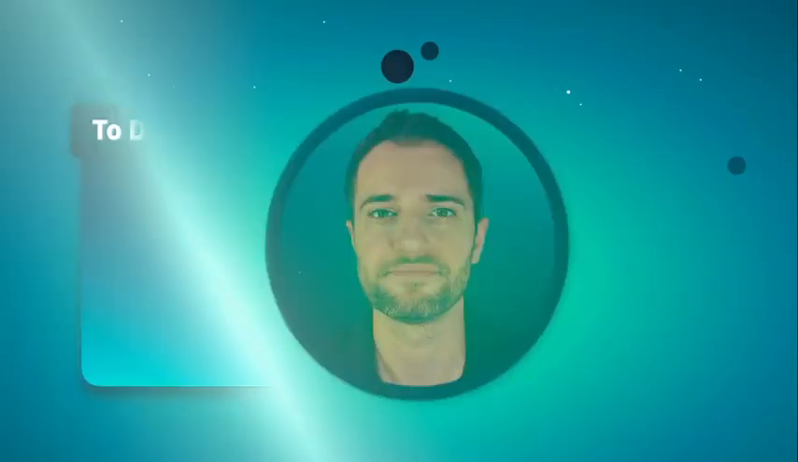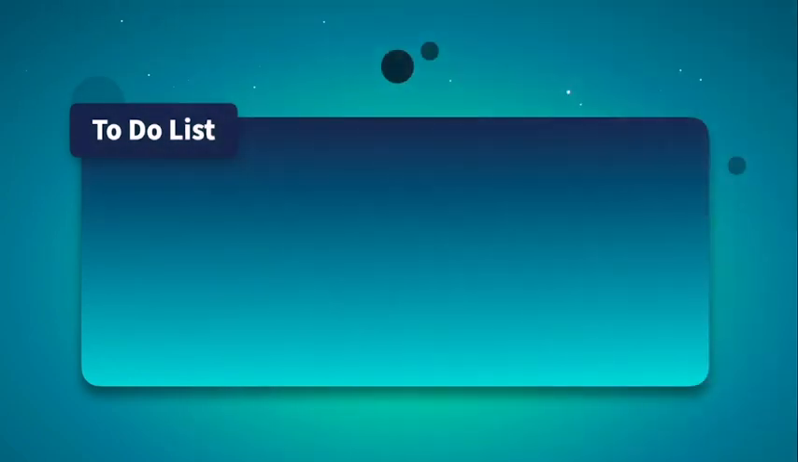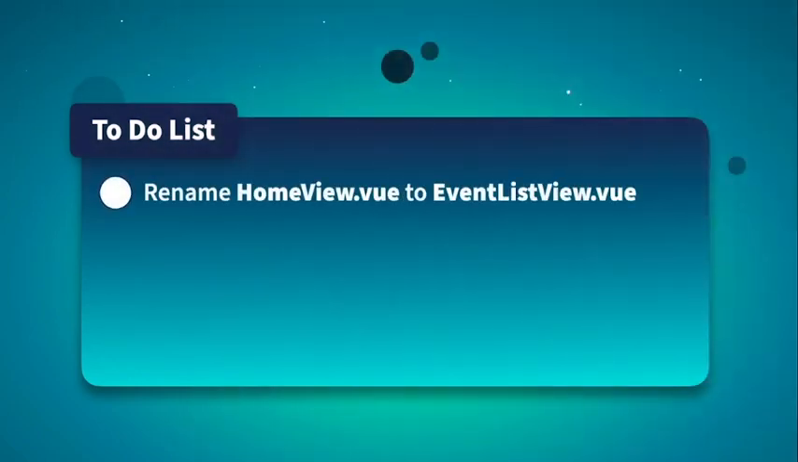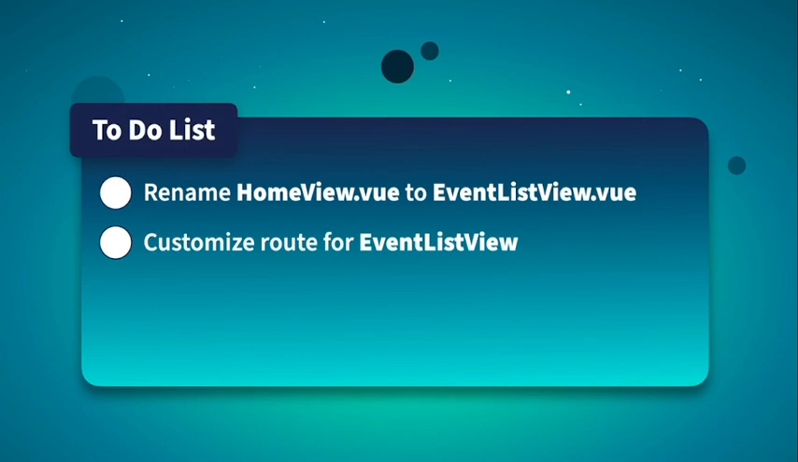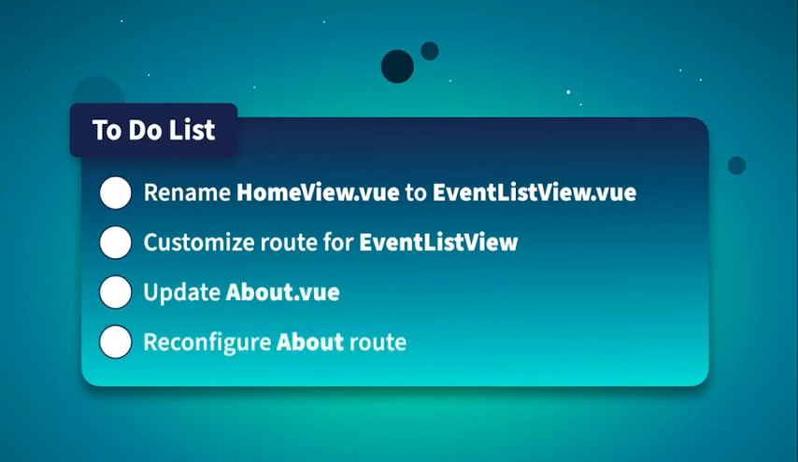Now that we're starting to get a grasp of how to use ViewRouter, we're going to make some customizations to our app's routes. Our to-do list for this section includes renaming homeview.view to eventlist.view. We'll then customize the route for event list view. Then we'll update the about view file and reconfigure the about route.